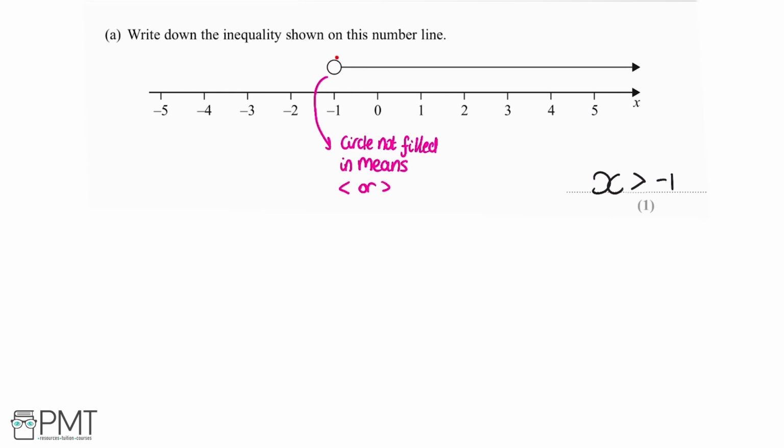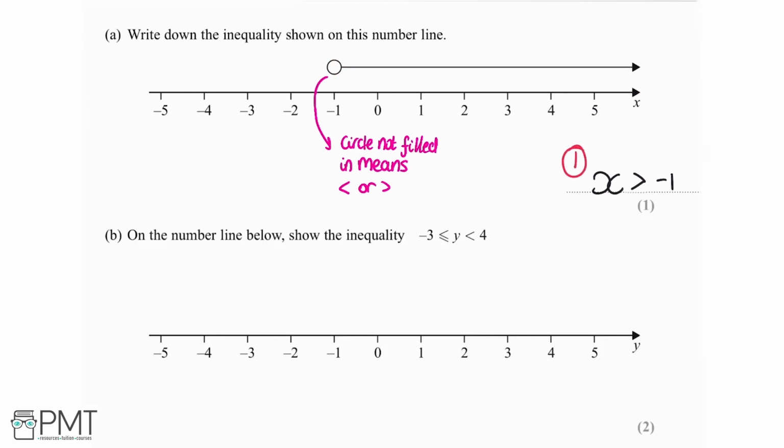We've got to look up at this circle here. So if the circle's not filled in like this, we know that it's either greater than or less than, but it's not greater than or equal to or less than or equal to. So that's why in this case, greater than -1, however not equal to -1, because this circle on -1 is not filled in. And for that we get our 1 mark.